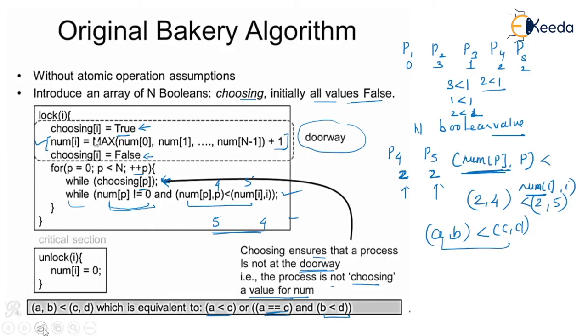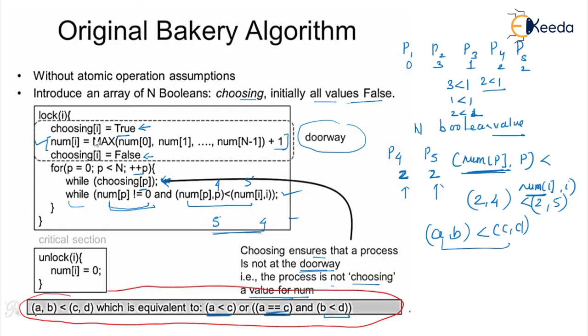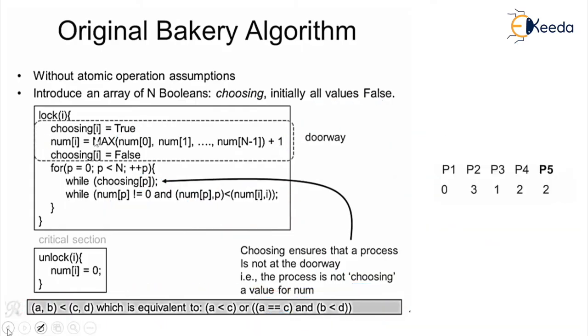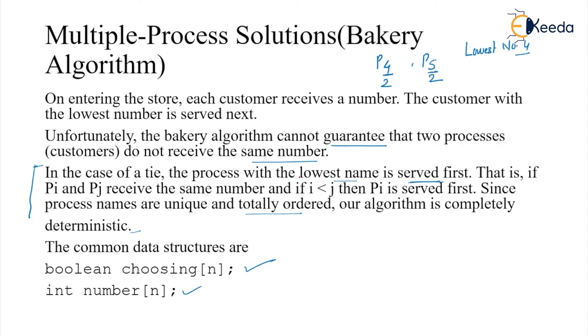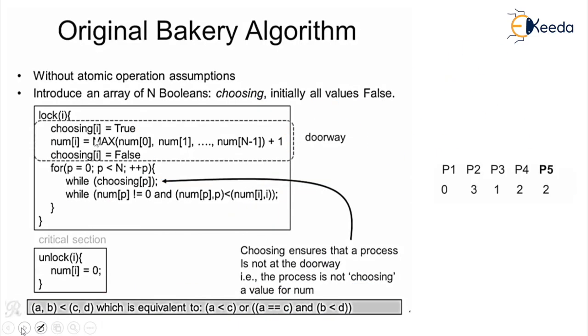So what is the trick here? The trick is this statement. In case of a tie, and that is exactly the statement written over here, in case of a tie, the process with the lowest number, so P4 and P5 are tied with 2 and 2, the process with the lowest number is going to enter into the critical section. So here the same thing will happen, P4 will first enter into the critical section, then P5.